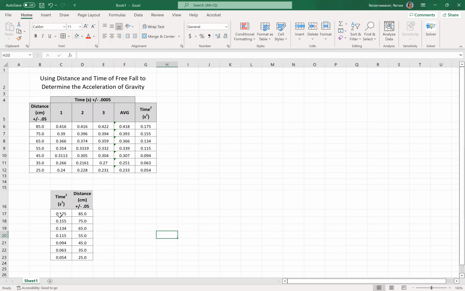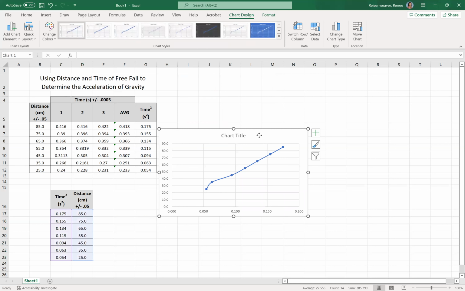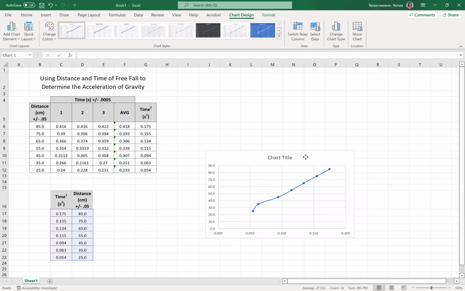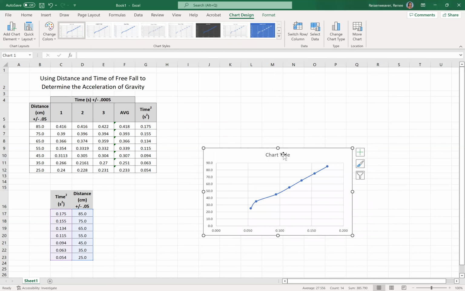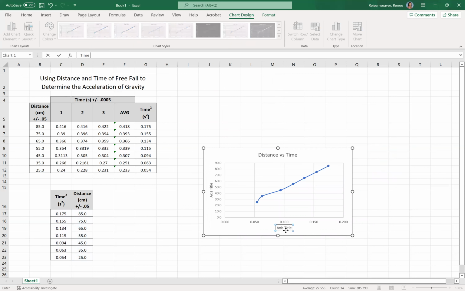And now to graph it, I again highlight the data that I need to graph, go into Insert, and choose the XY scatter. So there is my data. We're going to put in our chart title, which I would say is distance versus time. We're going to add axis titles, making sure that your numbers match. This is time squared in units of seconds squared.